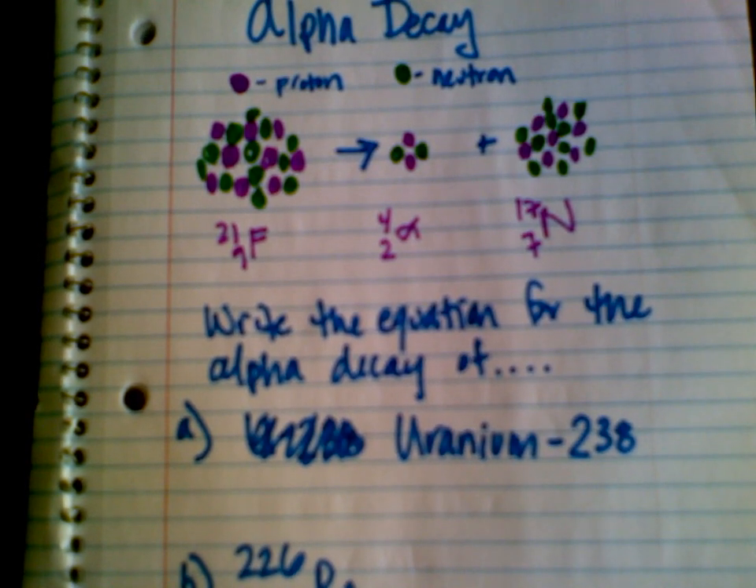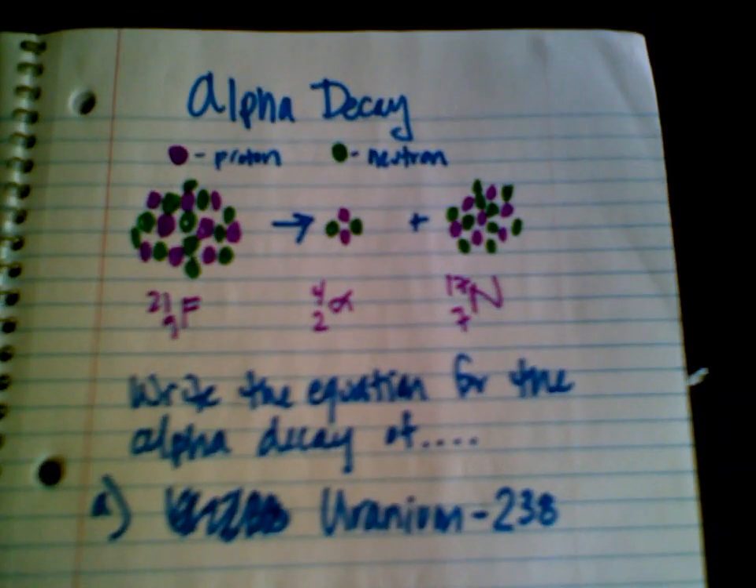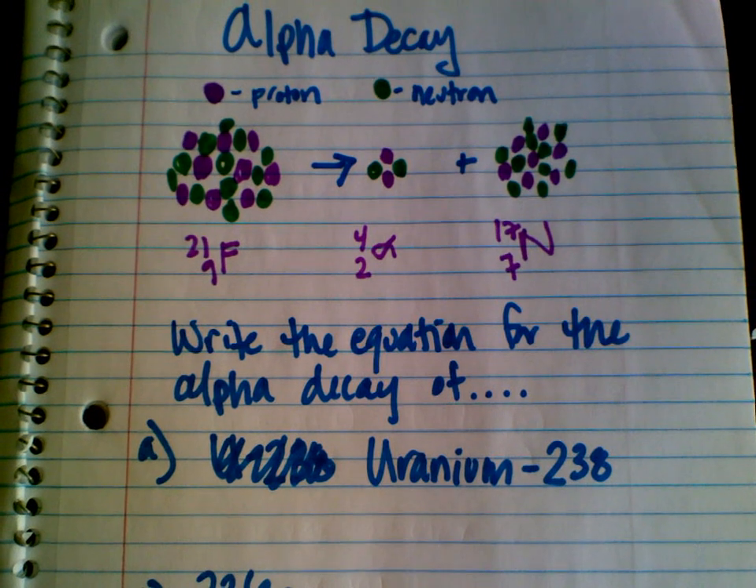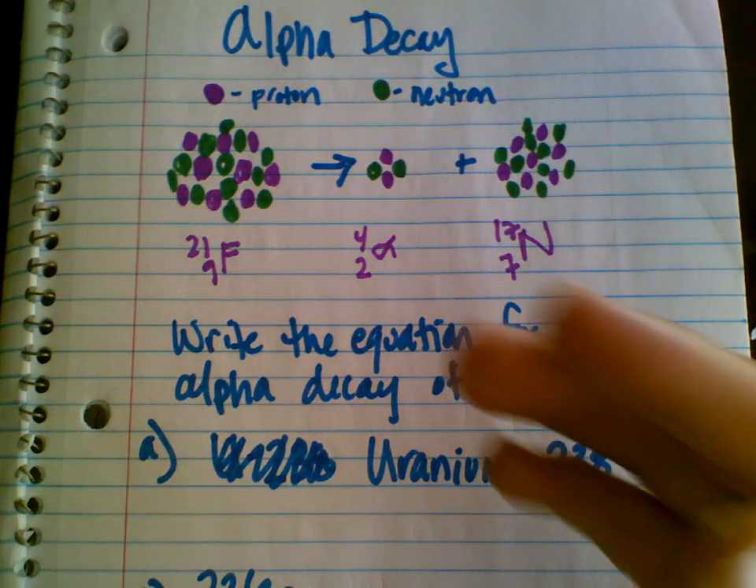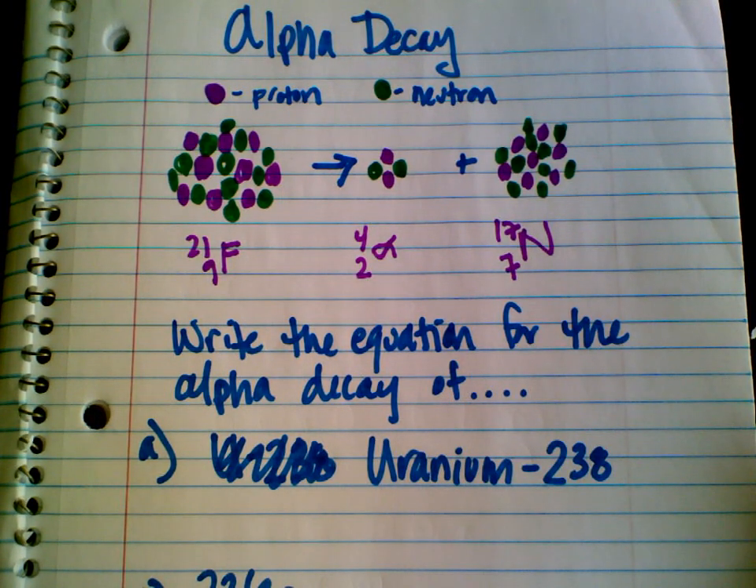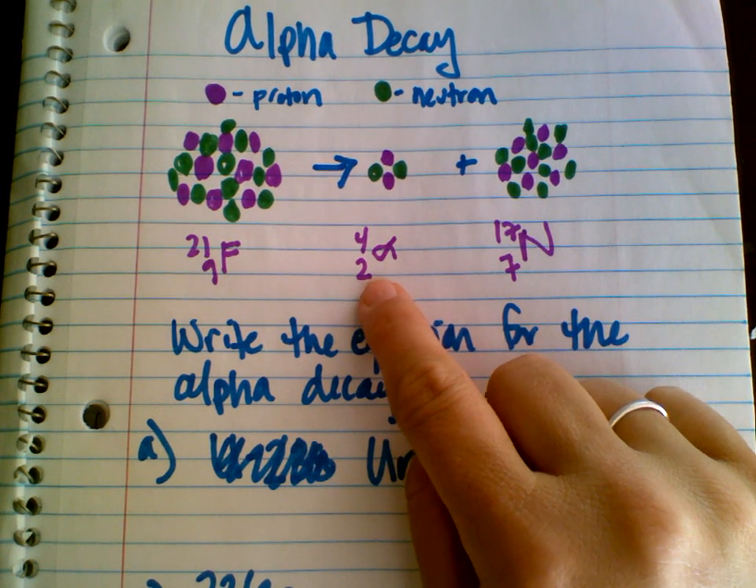Okay, we're going to start today by looking at alpha decay. Alpha decay is when a nucleus loses two protons and two neutrons, which is also known as an alpha particle.